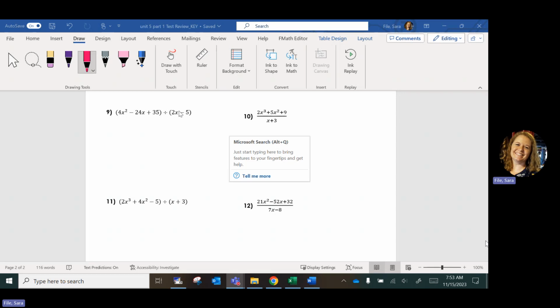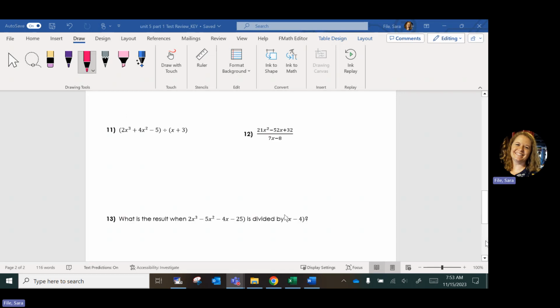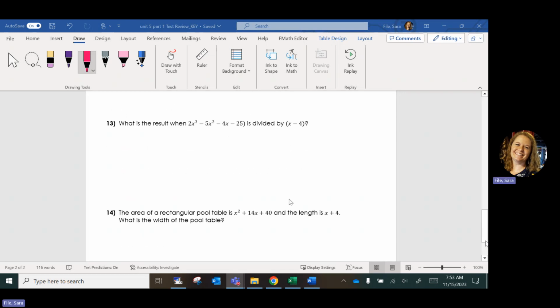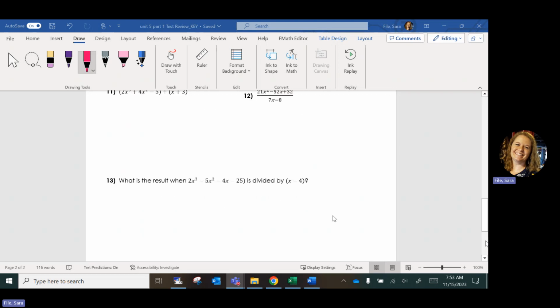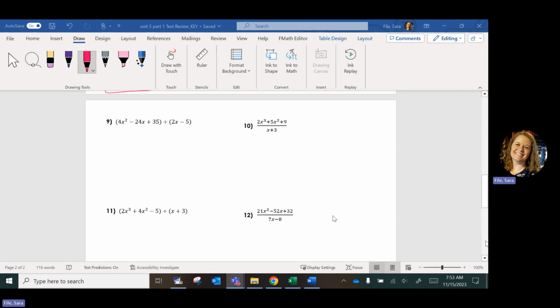And all of these are, like, what's being divided out here is just x. It's not x squared or x cubed. This is called a linear factor. And if I look at all of these, they are all linear factors. So I can do synthetic on all of these. I can do long division on all of these.